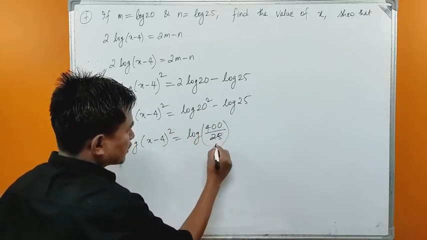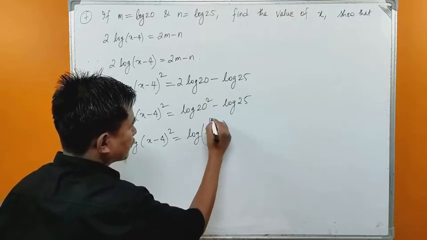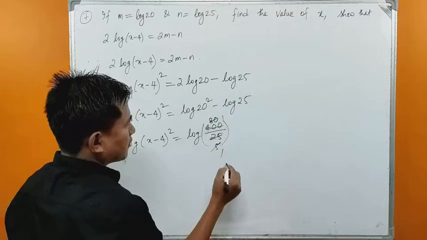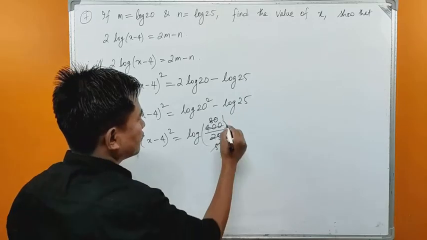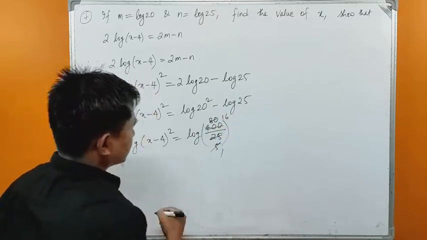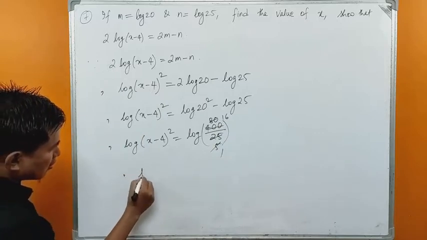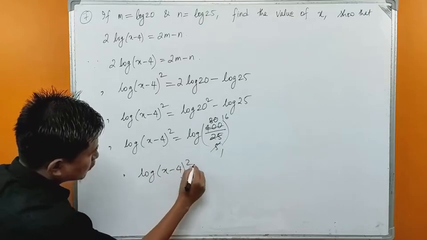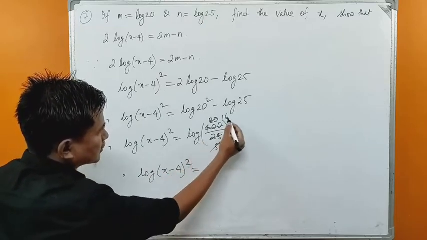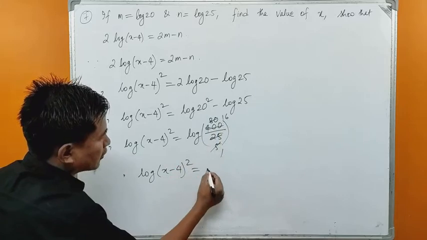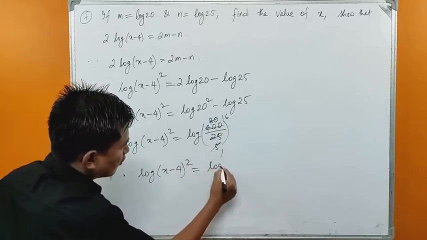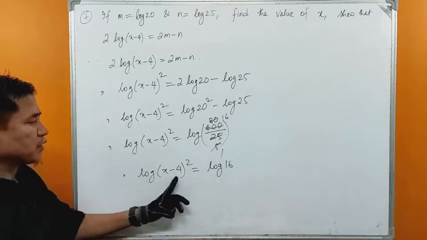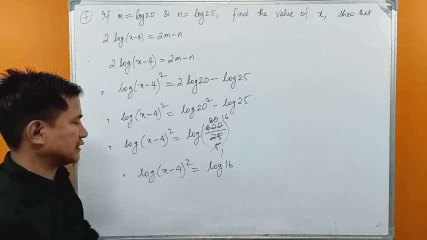So 5 5s are 25, 5 8s are 40, 5 0s are 0, 5 1s are 5, 5 6s are 30, isn't it? So log (x minus 4) whole square equals log 16, isn't it? In the denominator we have 1, so no need to write that. Log 16, okay? So log (x minus 4) whole square equals log 16.